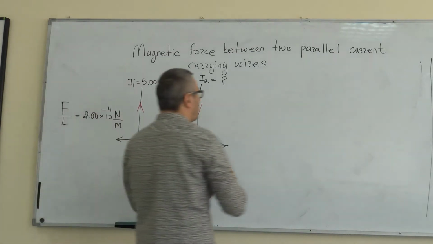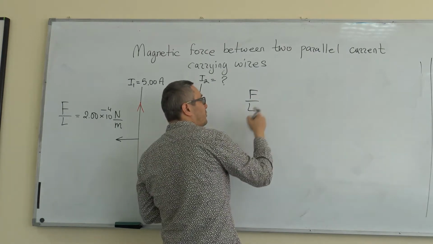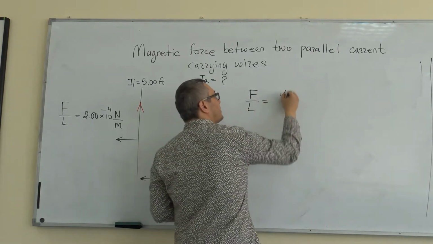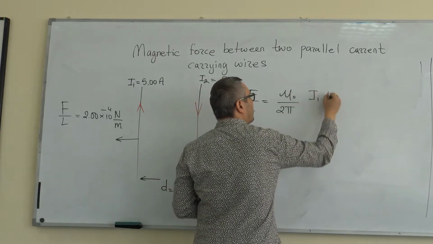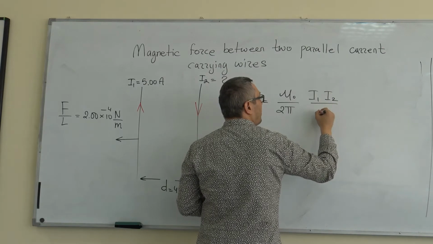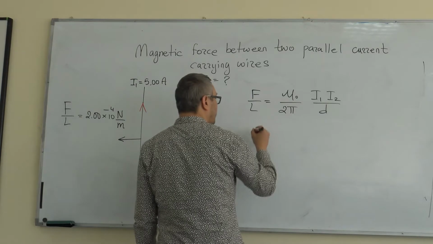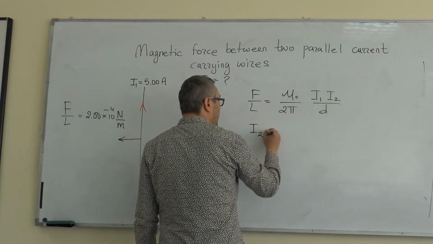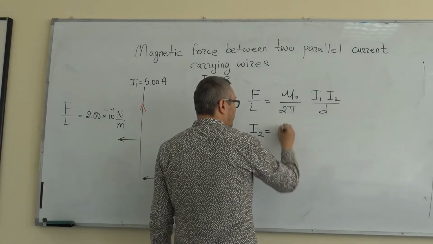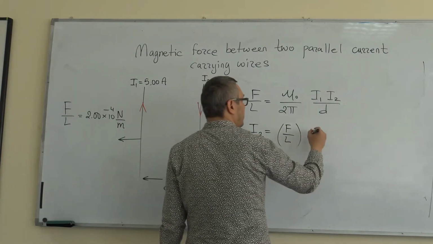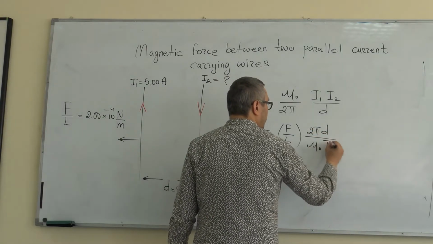Well, how about the magnitude? Well, we know that the interaction force per unit length between these two wires is equal to mu 0 over 2 pi I1 I2 over d. Now let's calculate for current I2 from here. So current I2 is then equal to F over L times 2 pi d over mu 0 I1.